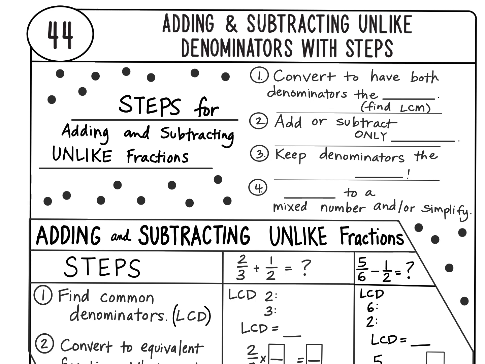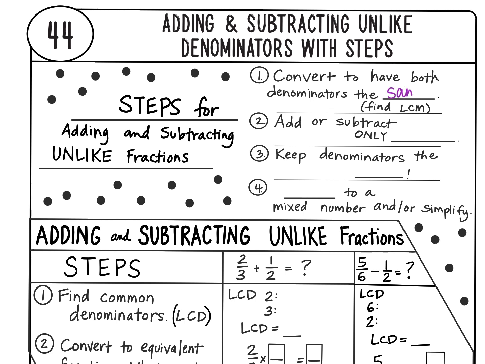Okay, we've learned how to simplify, we've learned how to reduce. At this point, all of your fraction answers should be in simplest form. Okay, so how do we add and subtract unlike denominators? That means when my fractions have denominators that are different. The first thing that I want to do is convert to have both denominators the same.